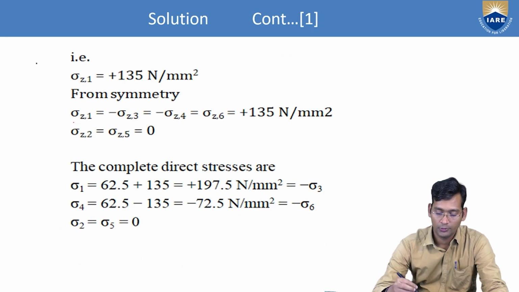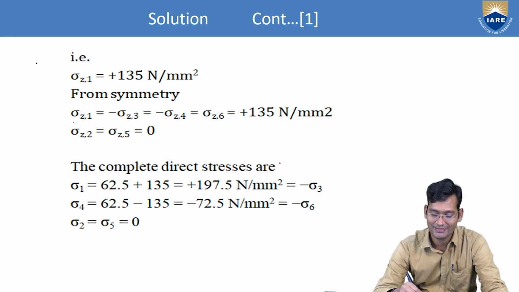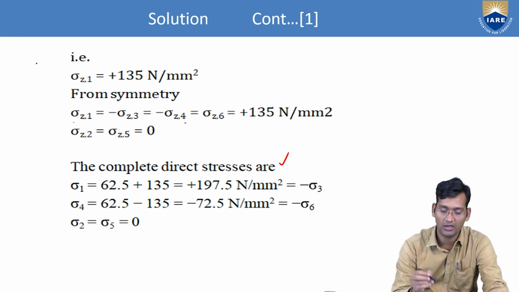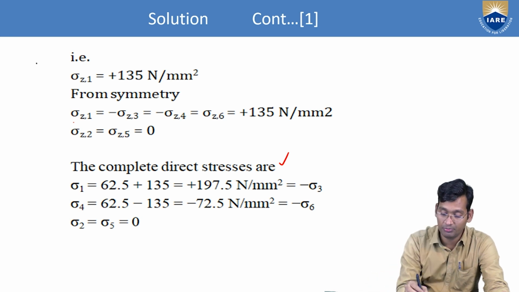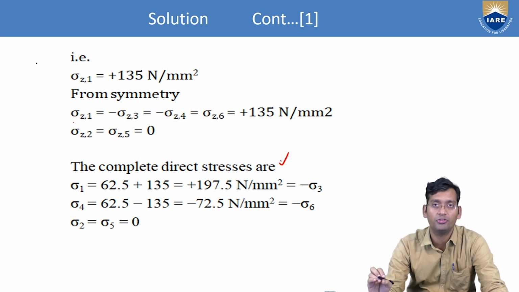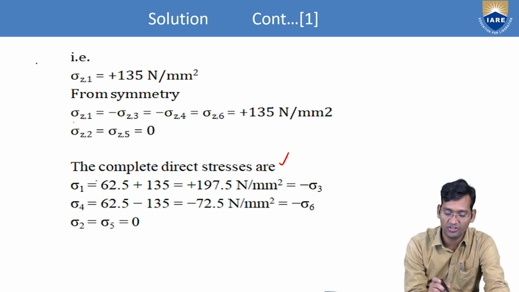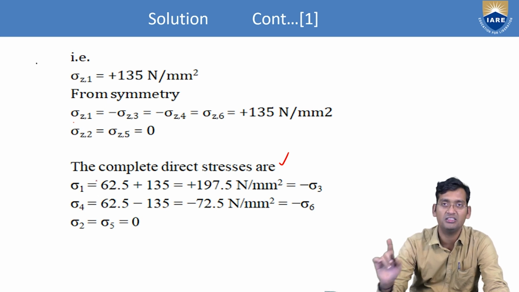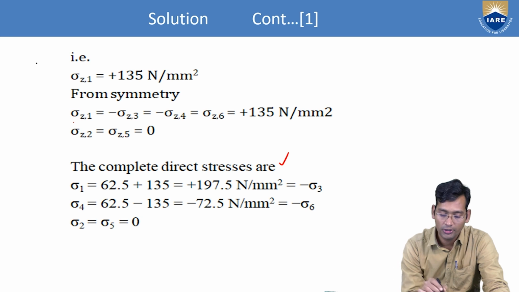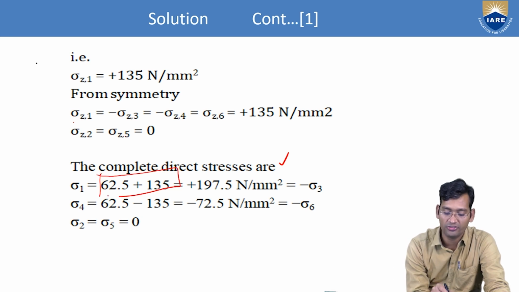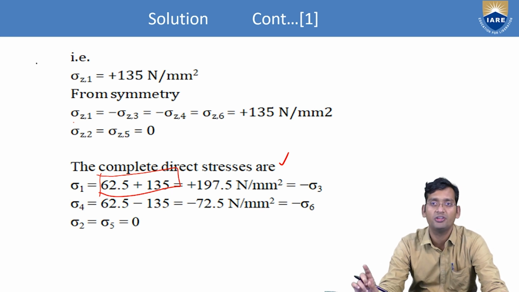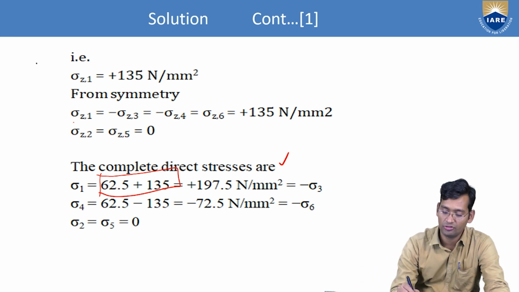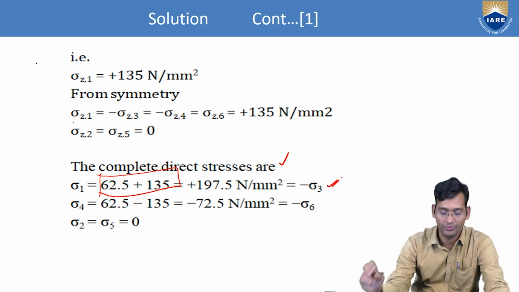So the complete direct stresses. That's why the combined one is there. Now in this case, what happened? The complete direct stresses are sigma 1 equals what? Just the addition of sigma tau 1 and sigma z1. Then we will get sigma 1 equals 190 plus 197.5 Newton per mm square, which is also equal to minus sigma 3.